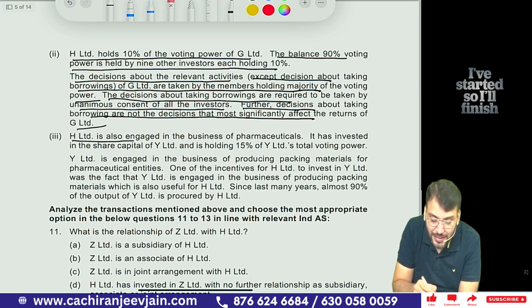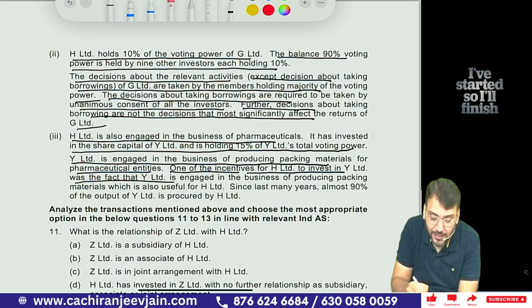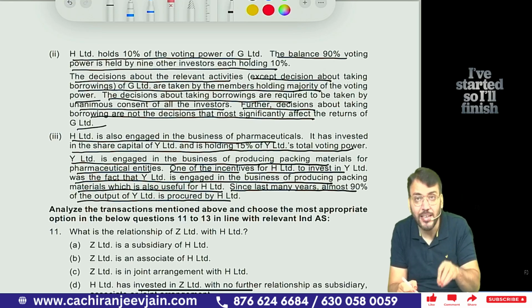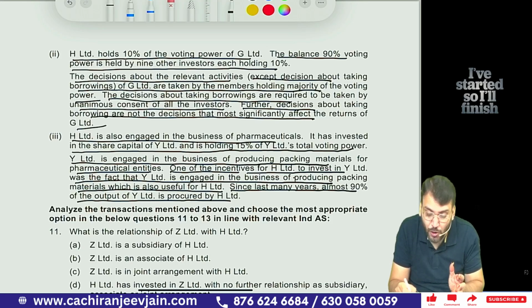H Limited is also engaged in the business of pharmaceutical. It has invested in the share capital of Y Limited and is holding 15% of Y Limited's total voting power. Y Limited is engaged in the business of producing packing material for pharmaceutical entities. One of the incentives for H Limited to invest in Y Limited was the fact that Y Limited is engaged in producing packing material which is also useful for H Limited. Since the last many years, almost 90% of the output of Y Limited is procured by H Limited. Means from this we can understand that Y Limited is totally dependent on H Limited for the sale of packing material.